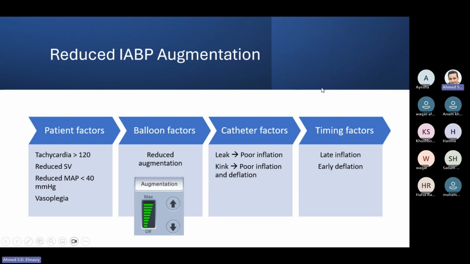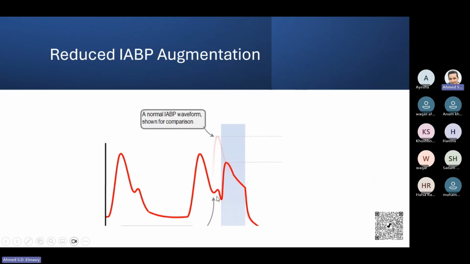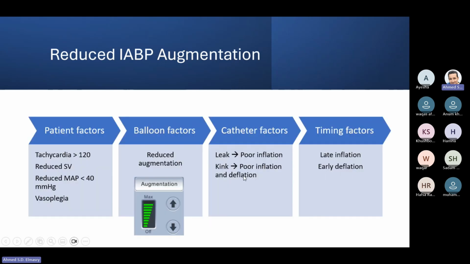The last factor is the timing, and as we see here, the timing can affect the augmentation. If it's late inflation, the augmentation will be suboptimal, and if it's early deflation, it will affect the augmentation because the inflation time will be very short, and the augmentation of the intra-aortic balloon will be suboptimal.